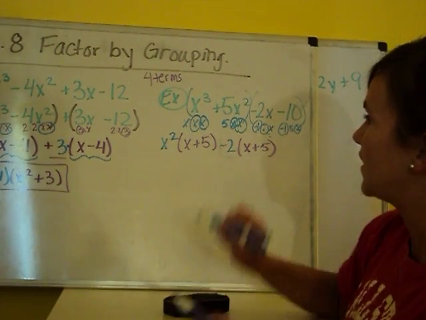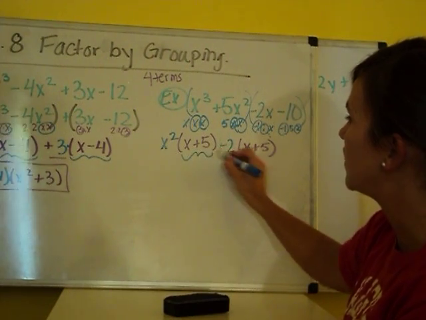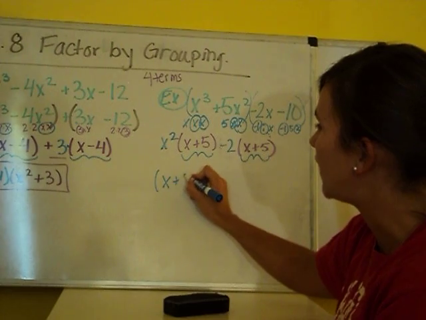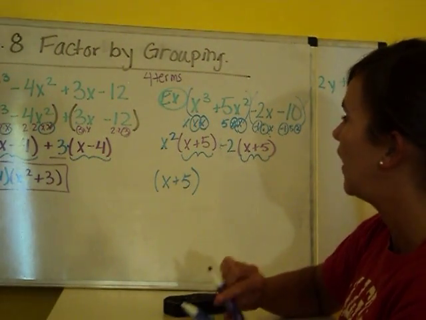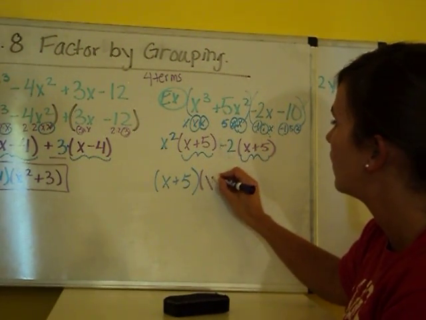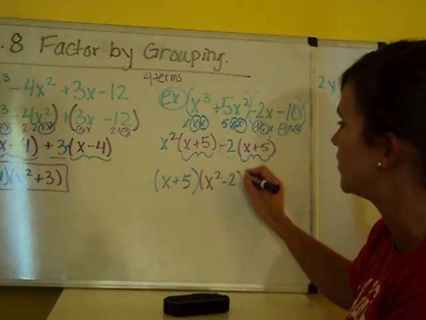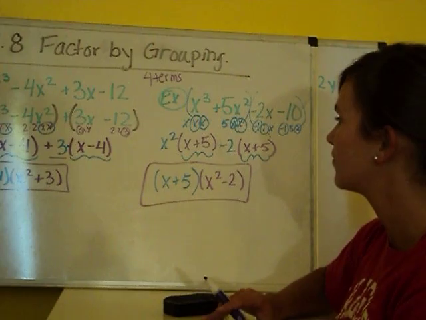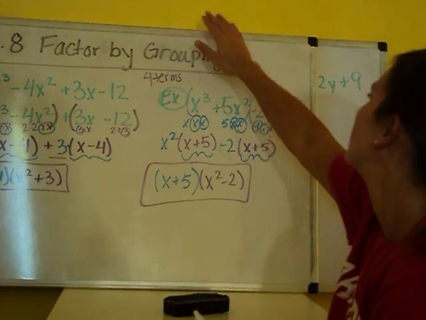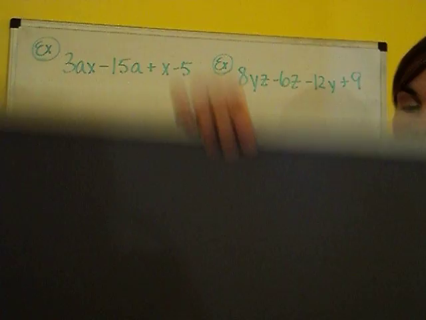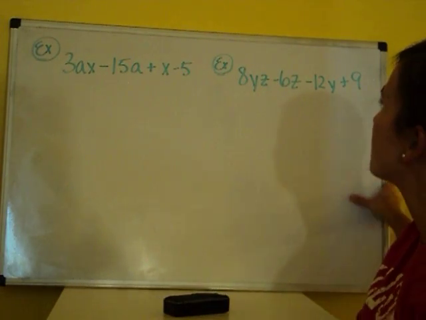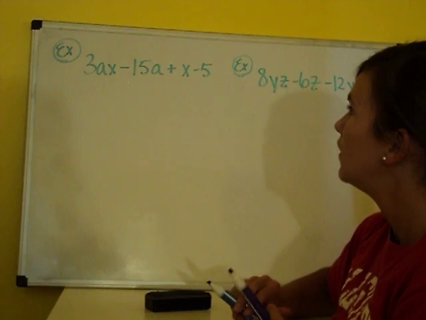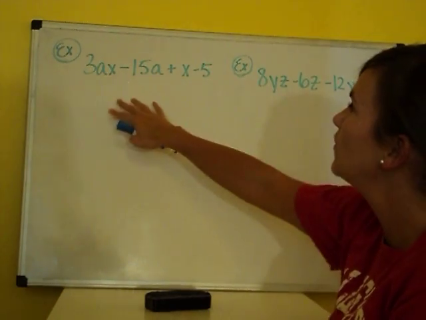Okay? Because now we see that these two things share this x plus 5, so we can pull out our x plus 5, and then our leftovers are x squared minus 2. Okay? That is factoring by grouping. Let's do a couple more. And the more you practice it, the better you'll get at it. Okay, so here we have 4 terms again.